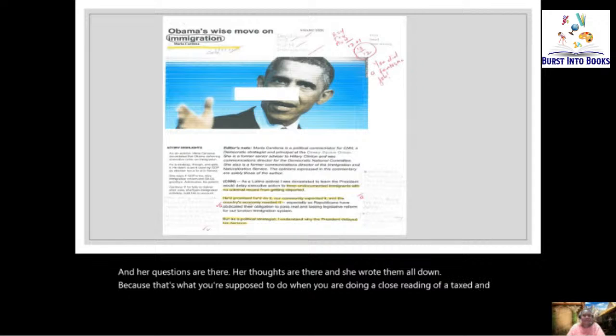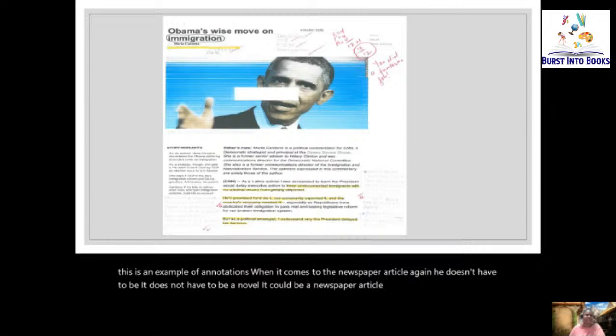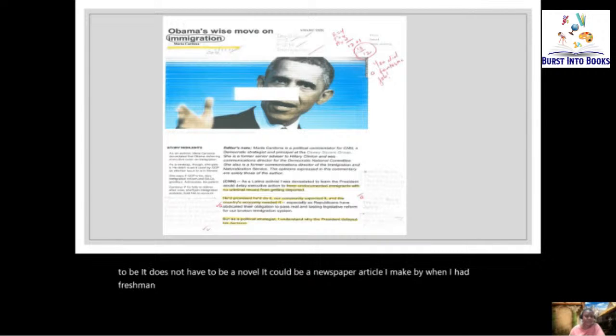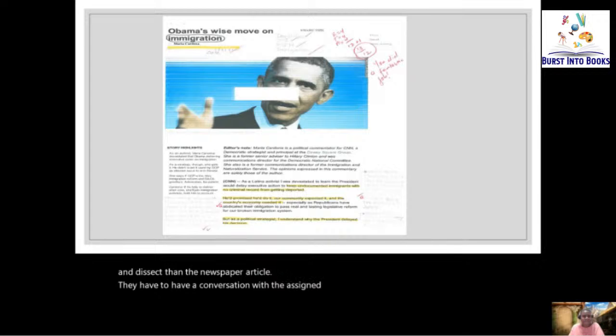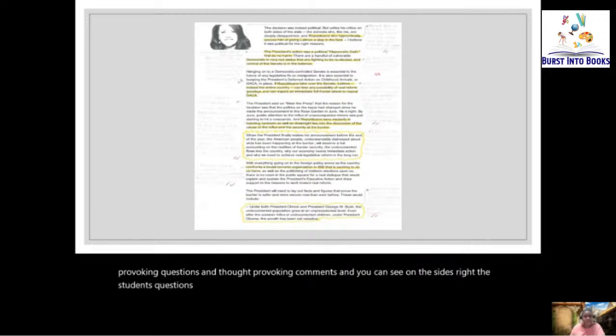And this is an example of annotations when it comes to a newspaper article. It does not have to be a novel. It could be a newspaper article. When I had freshmen, I used to make them do a newspaper article every Monday. They have to read and dissect the newspaper article. They have to have a conversation with the assigned article. They have to write down thought-provoking questions and thought-provoking comments. And you can see on the sides the students' questions and comments throughout the article.